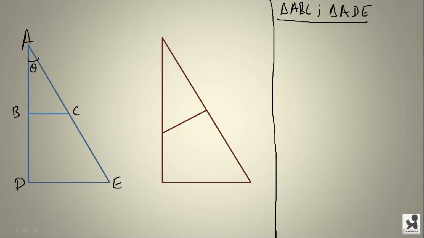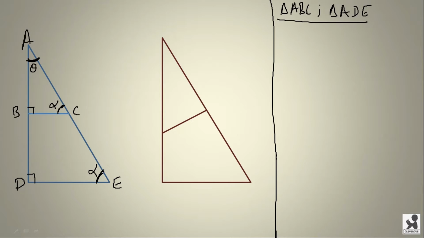So in triangle ABC and triangle ADE, theta is common, and angle ABC is 90 degrees, and again angle ADE is also 90 degrees. So when two angles are equal in these two triangles, the other angle will automatically be equal. So if this is alpha, this will also be alpha.